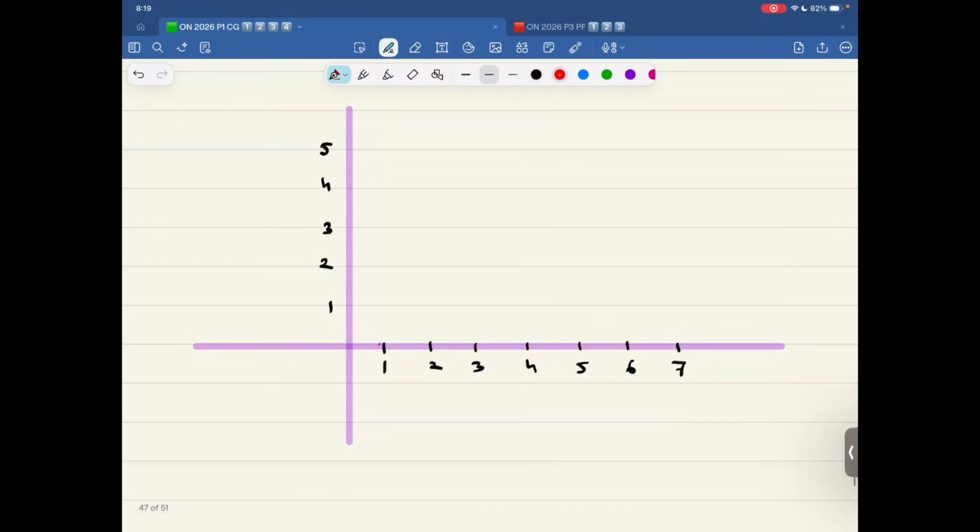Let me mark the point 1, comma 1. Let me mark the point 4, comma 1. Let me mark the point. This is 3 units, so 4, comma 5. And let me join it with short line segments. Just a rough diagram.